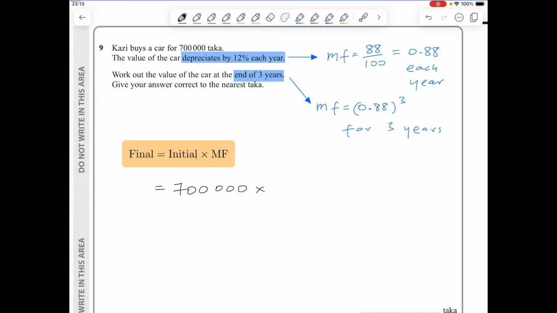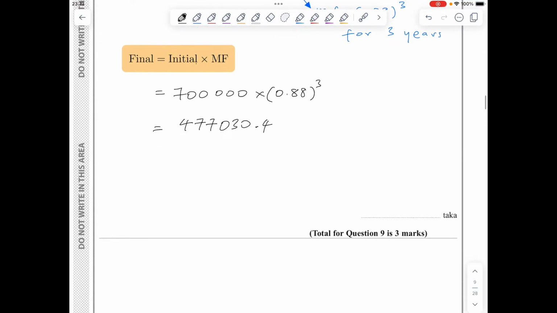700,000 times 0.88 to the power of 3. Put this in the calculator, and it will give you 477,030.4, and if I round this, I will get 477,030.